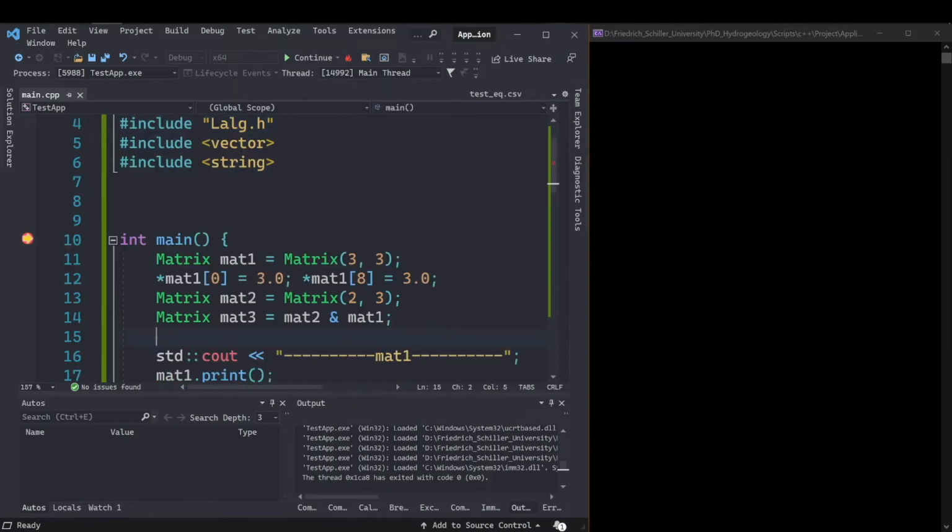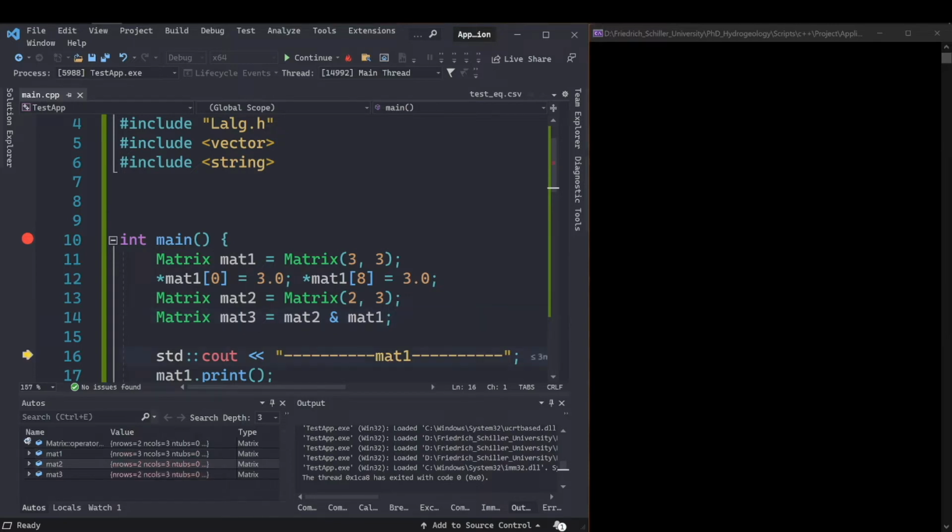and 3 columns. I am currently running in debug mode, so I will hit F10 for Visual Studio to run the current line and move the execution to the next line. In the next line, I'm setting the first and the last values of matrix 1 to values of 3. In addition to that, I'm creating an instance of a new 2-dimensional matrix of 2 rows and 3 columns and setting it to a variable called mat2. Finally, I'm multiplying matrix 2 and matrix 1 and setting the results equal to mat3.